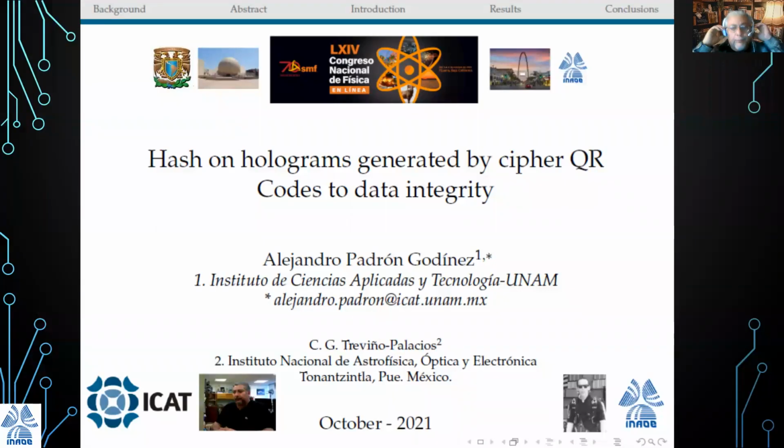Hello, everyone. I am talking about hash holograms generated by shifted QR codes for data integrity. My name is Alejandro Padrón-Godínez. I am working at ICAT UNAM, and my collaborator is Carlos Gerardo Treviño Palacios. He's working at INAOE.